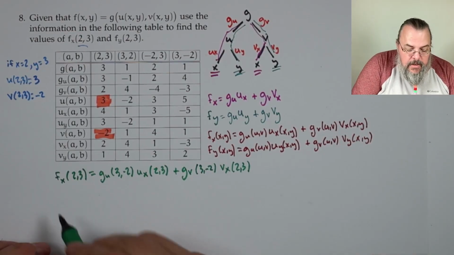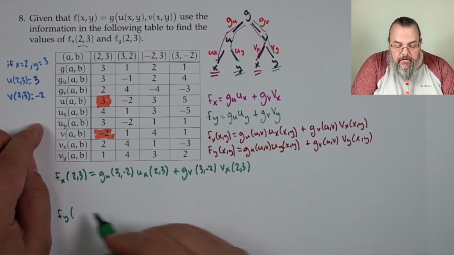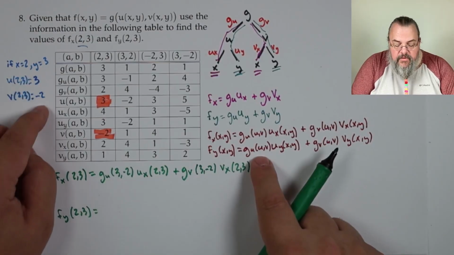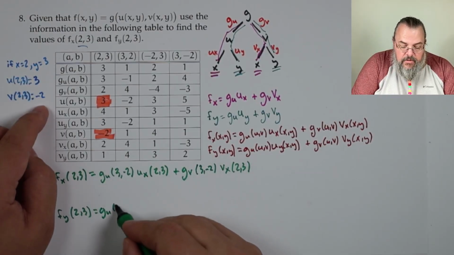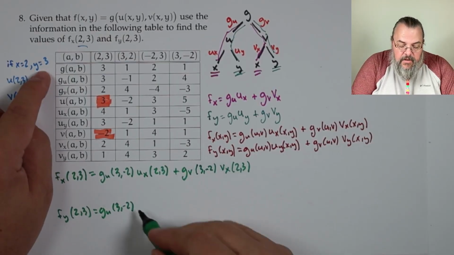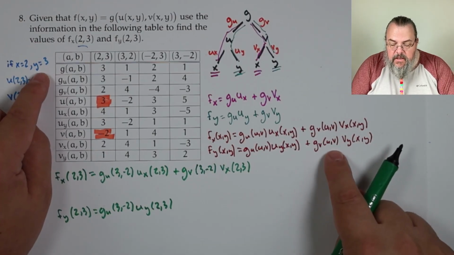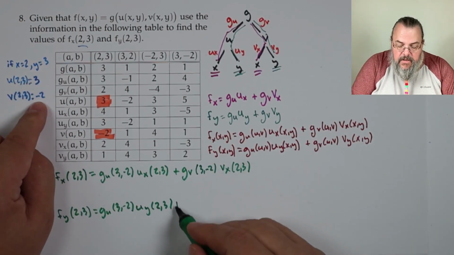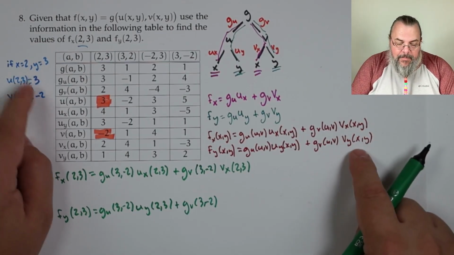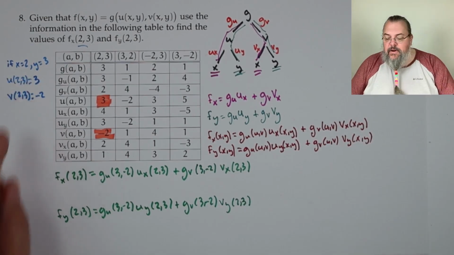Now, underneath, we'll go ahead and do the same thing for f_y. F_y of x comma y, so that's 2 comma 3, is g sub u of 3, -2. So g_u 3, -2, u sub y of 2 comma 3. U sub y 2, 3. Then we have g sub v of u comma v, so that's g sub v 3, -2, v sub y of x comma y, v_y 2 comma 3. All right.